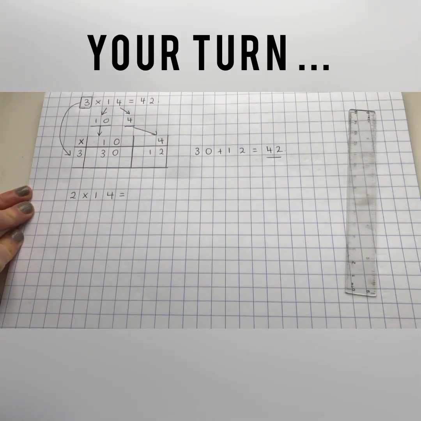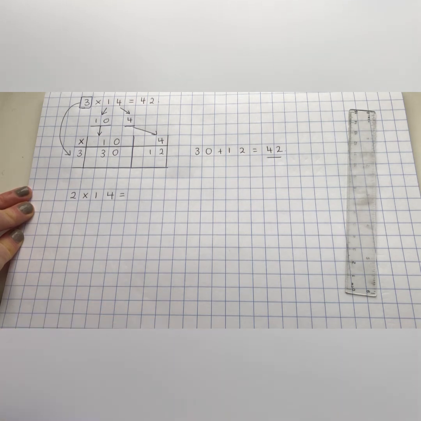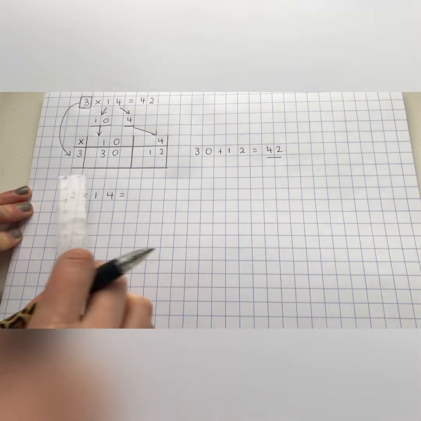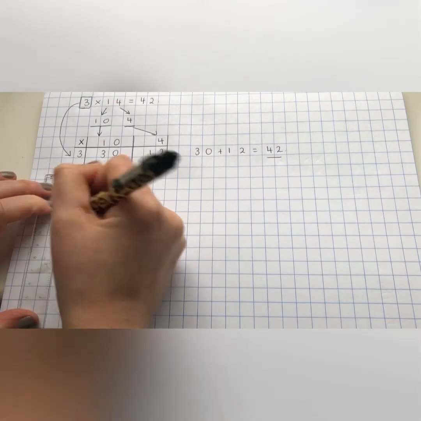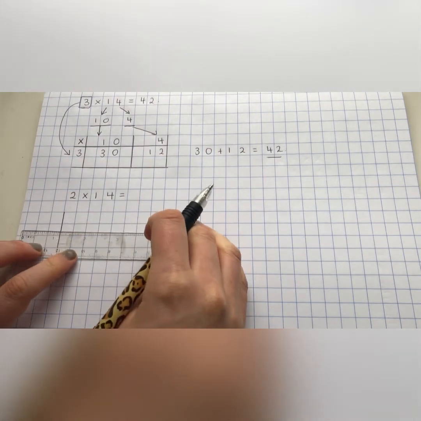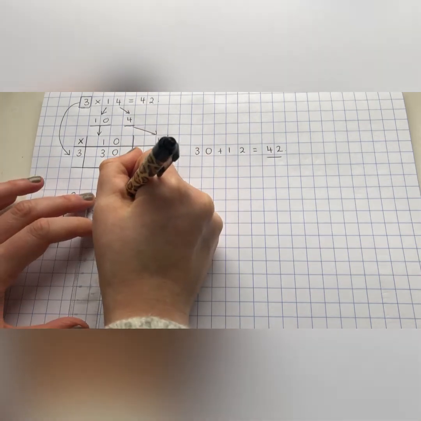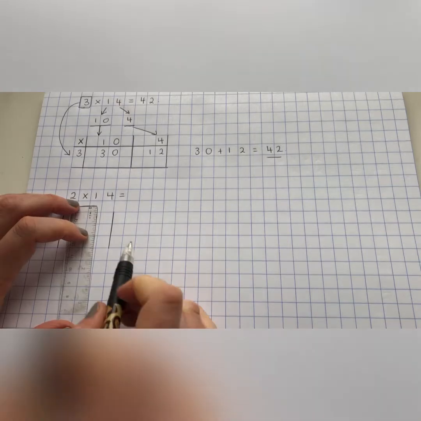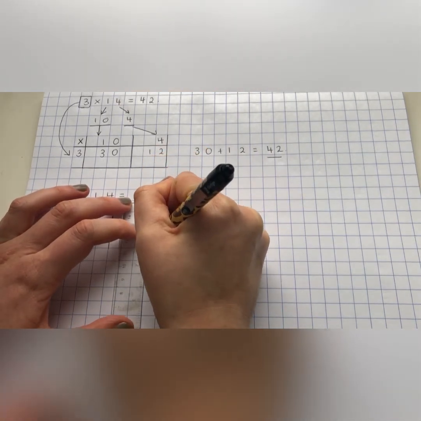Now it's your turn to have a go. I'd like you to try 2 multiplied by 14 using the grid method. I'm going to help you to draw the grid. So we need 3 squares down. We need to leave 4 squares, 1, 2, 3, 4, and draw another line down that lasts for 3 squares. I need to leave 3 squares and draw a line down for 3.